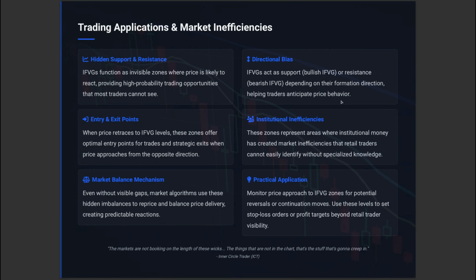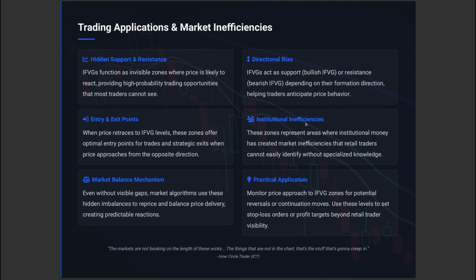So if you're on a higher time frame and you're trying to use this for your bias, and you see an implied fair value gap on a bullish market structure, then price is probably going to be bullish for the rest of the day or the rest of the upcoming week. Just an example. Entry and exit points. When price retraces to implied fair value gap levels, these zones offer optimal entry points for trades and strategic exits when price approaches from the opposite direction. So you can either use implied fair value gaps for entry points, or you can target implied fair value gaps. It's up to you. And I've even seen some people use implied fair value gaps to place their stop losses.